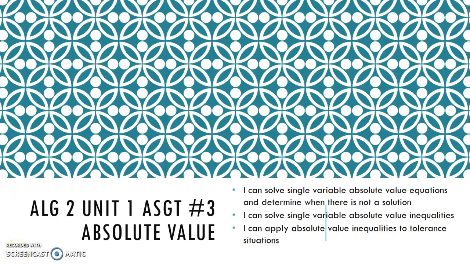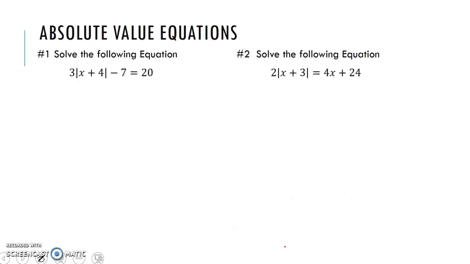All right, this is assignment number 3 in our first unit in Algebra 2. We're going to be talking about absolute value. We're going to be solving absolute value equations as well as absolute value inequalities, and then apply an absolute value inequality to a certain situation called a tolerance situation, which we're going to get into during this video. Let's go ahead and get started.